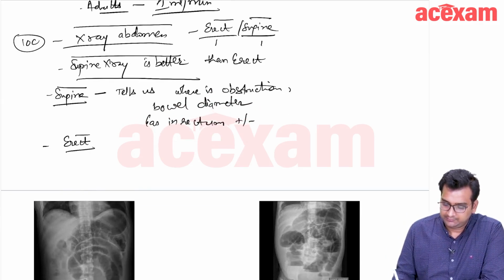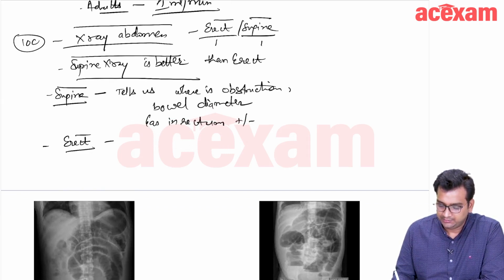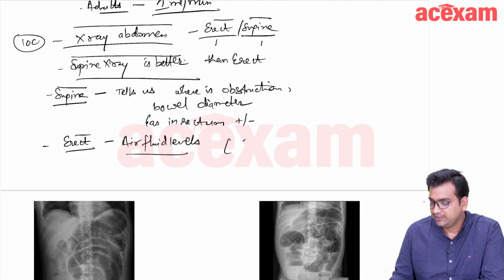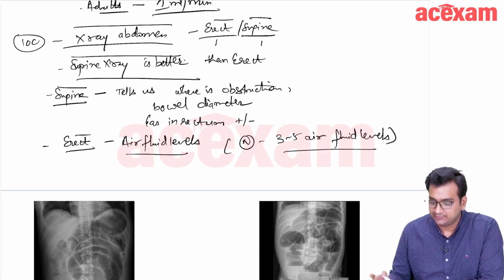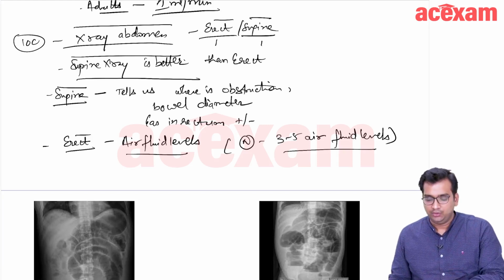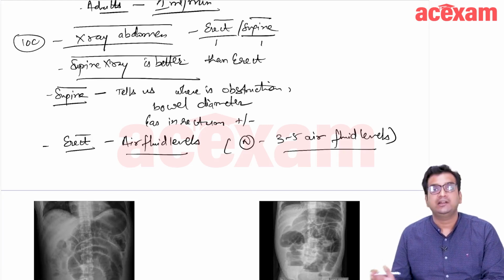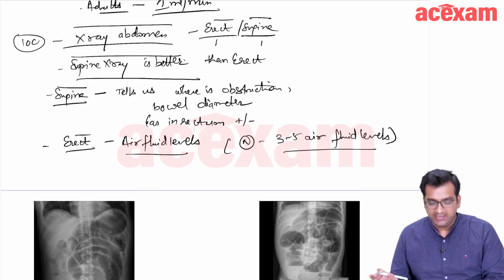Erect X-ray shows us the air fluid levels. Normally we can see up to 3 to 5 air fluid levels. If there are more, or multiple air fluid levels, then the diagnosis is intestinal obstruction. Overall, you will see that supine is better as compared to the erect one.